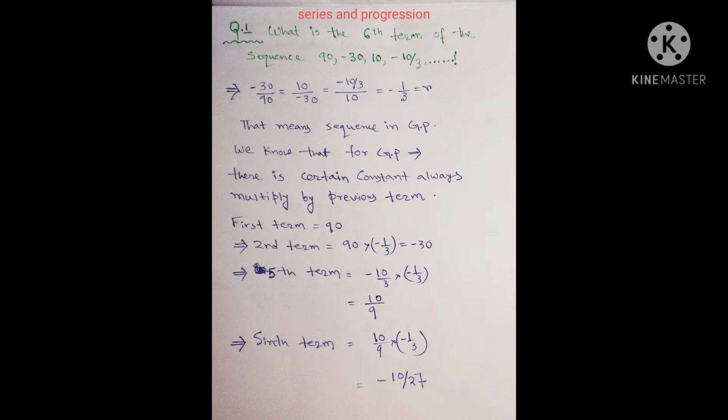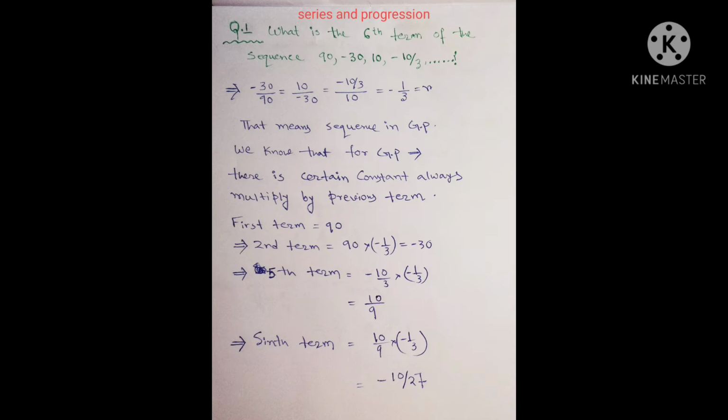So from the sequence in the question, we see that the first term is 90. According to this, the second term is equal to 90 into the constant, which is -1/3, and we get -30, which we can also see from the question. So we calculate the fifth term. Here in the question, the fourth term is given, -10/3, and we multiply it by the value of r, that is -1/3, and we get 10/9. That is our fifth term.